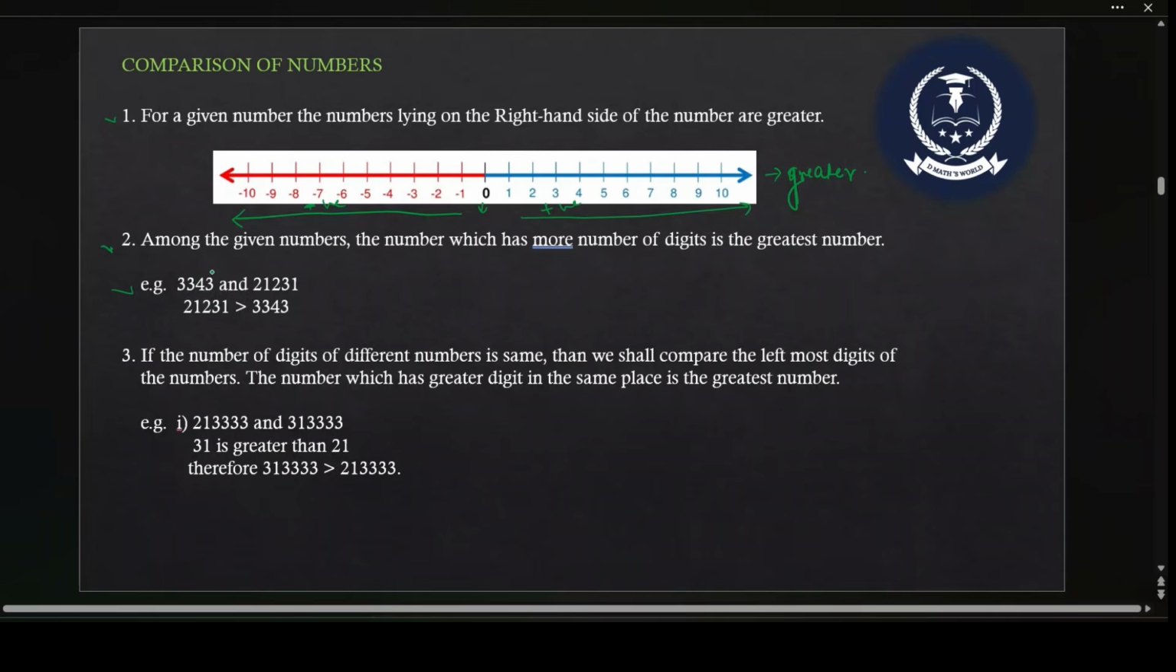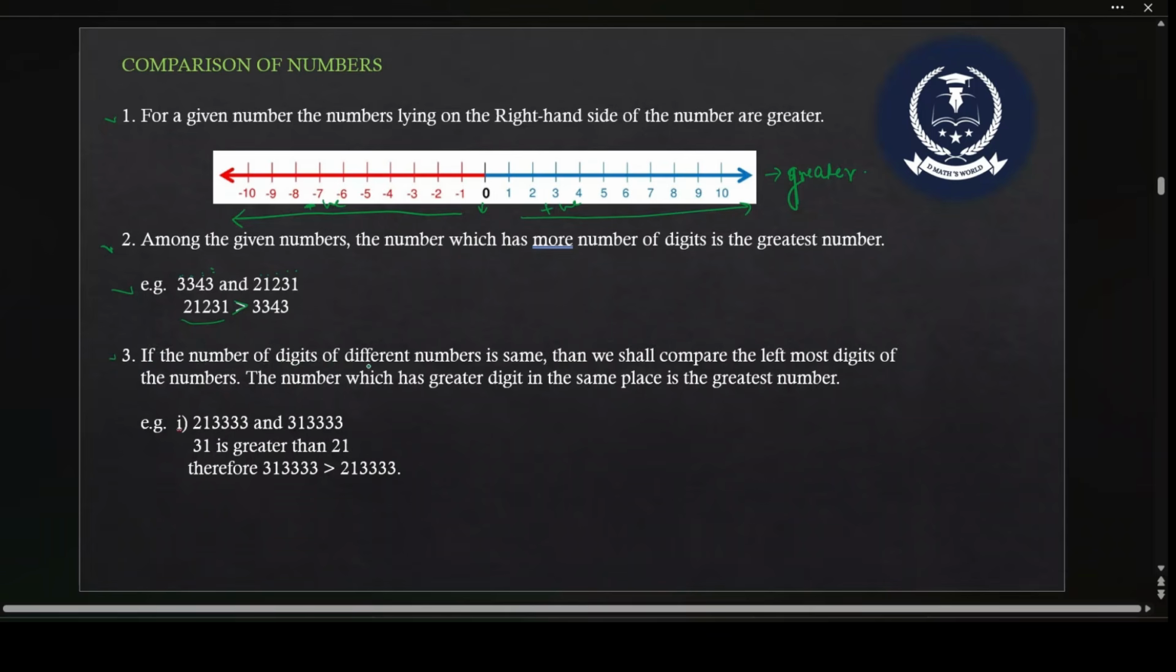Like 3,343 and then 21,231. Okay. So look here, which one is greater? 3,343, and then 21,231. It would be 21,231, which means it would be the greater. So we will put down the greater than sign, and we will write here 21,231 greater than 3,343.